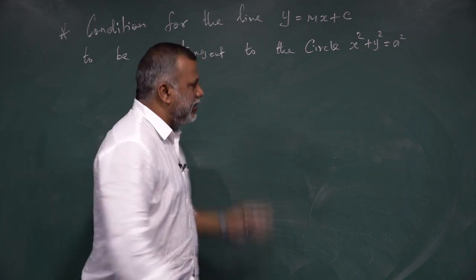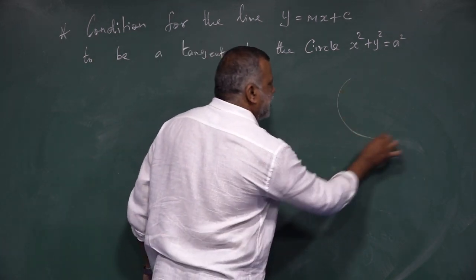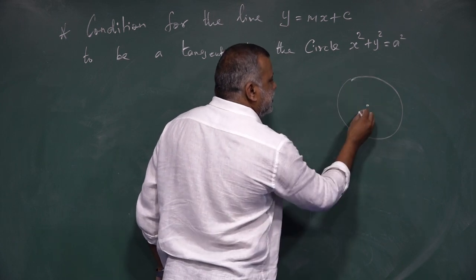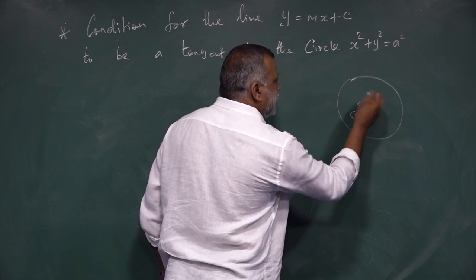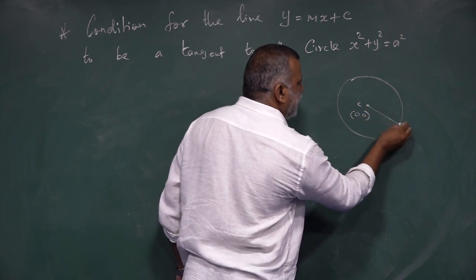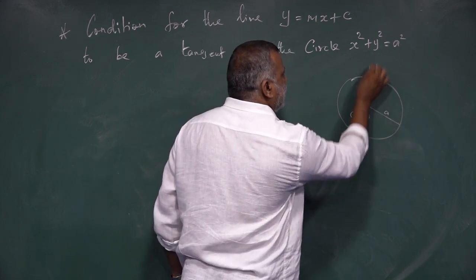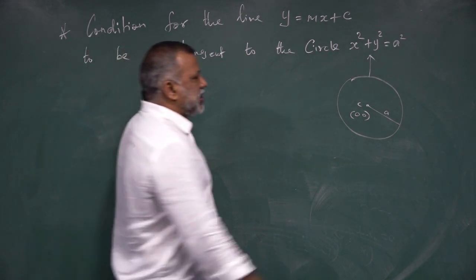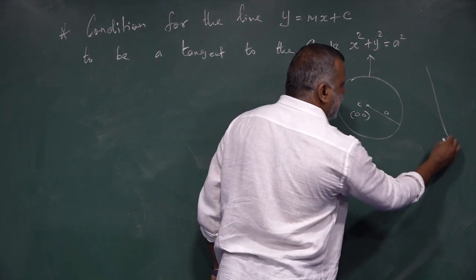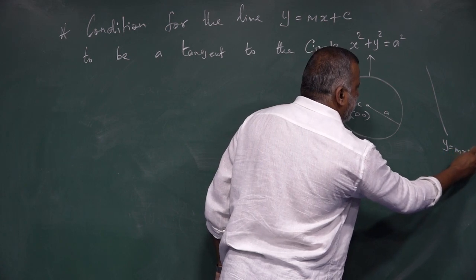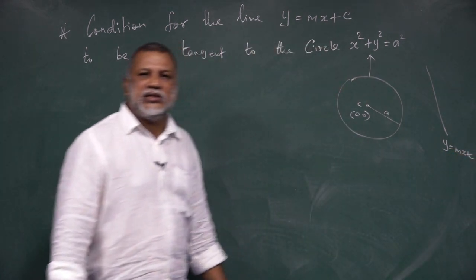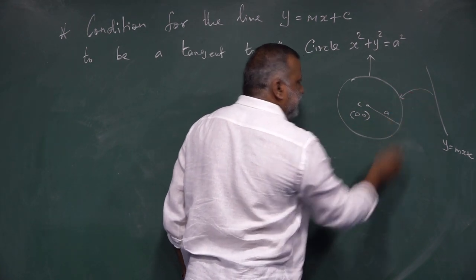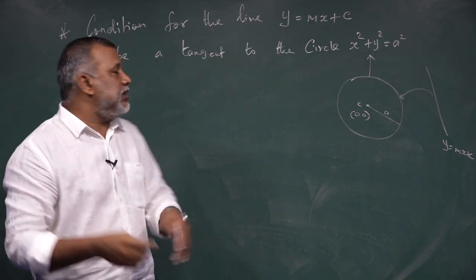Here, this is said to be a general circle. In the circle, the center is 0, 0. This is the center. Then the radius is a. Then the equation of the circle is x squared plus y squared equal to a squared. Now consider y equal to mx plus c as a straight line. This straight line is to be a tangent.